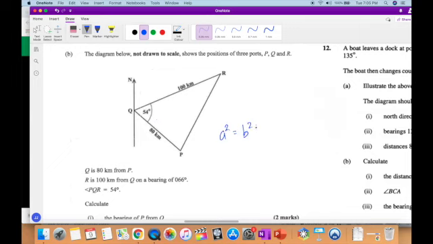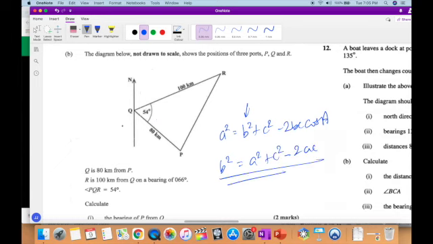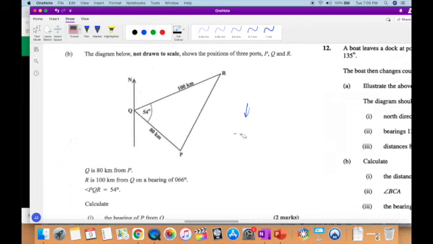A squared is equal to B squared plus C squared minus 2BC cos A. So if you wanted to find the side B, you have to know that B squared is equal to the other two sides squared minus 2AC cos B. So you will have to know how to use it. Yeah, they're going to have it there, but you have to know how to use it.